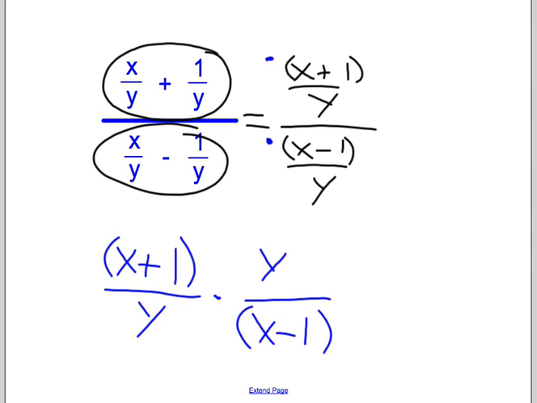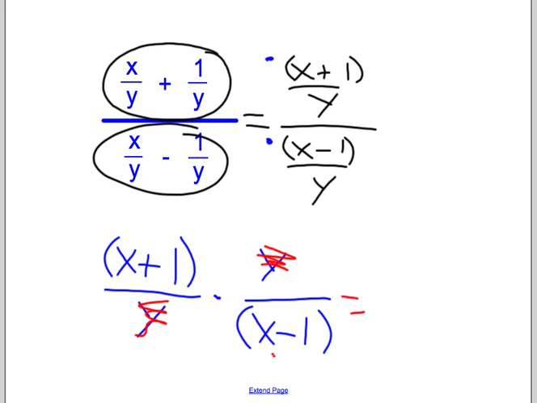I am multiplying, so I can take these individual parts here, the y's, and I can reduce those. Can I reduce the x and the x? No, because it's minus and subtraction. We have addition and subtraction, that's why we grouped it. Now if this bottom one was x plus 1, then I could reduce the x plus 1 with the x plus 1, but that's why we grouped it, so we wouldn't accidentally just take the x's and reduce them.